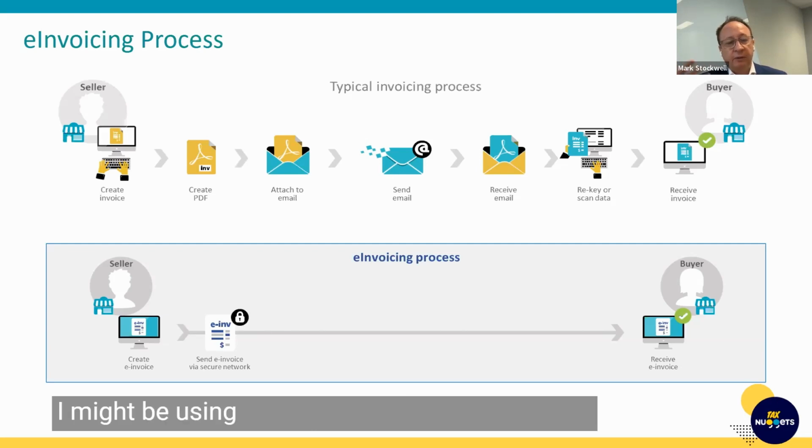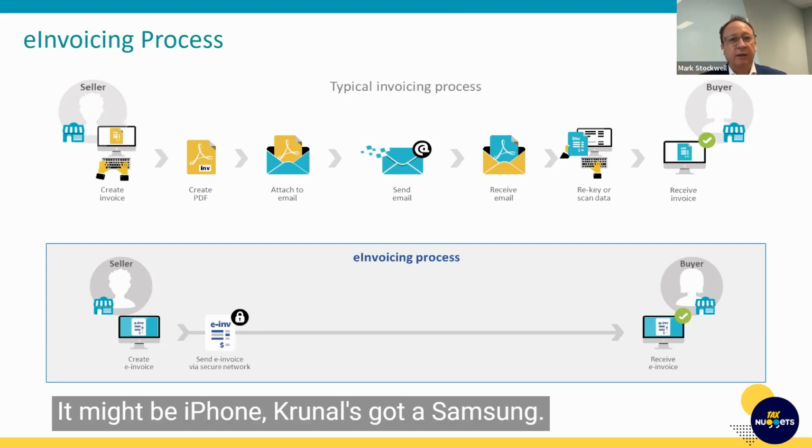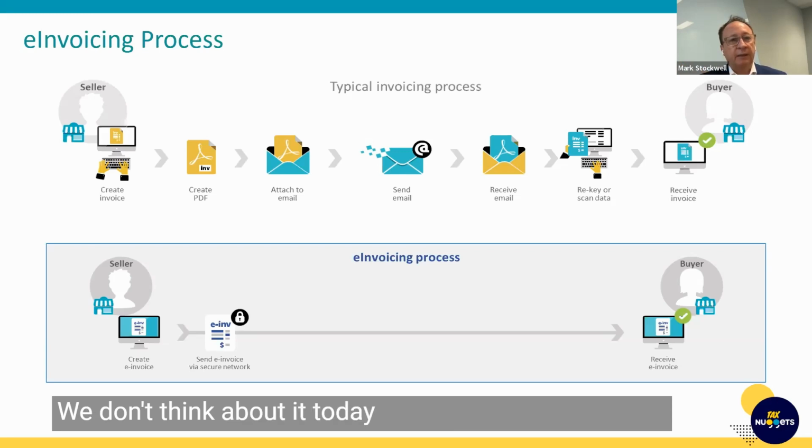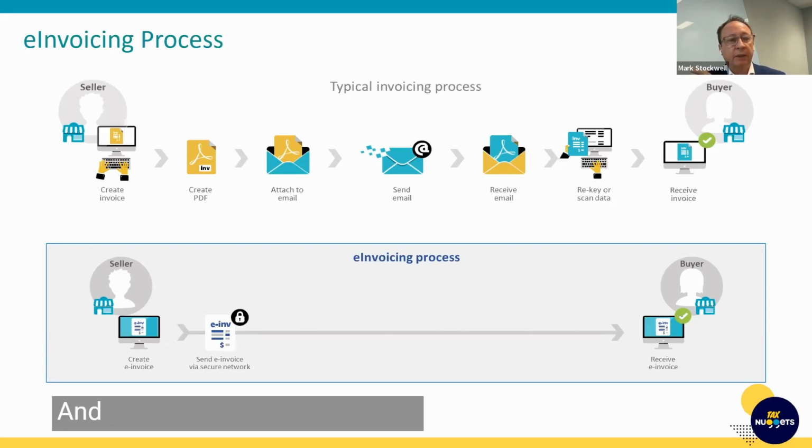Now, I might be using a completely different handset. It might be iPhone, Cronull's got a Samsung. I might be using Optus, Cronull's using, say, Telstra, but it works seamlessly. We don't think about it today when we do text between two parties because the network is mature, strong, secure, and that text immediately goes through. Now, that is no different from what we're talking about today, and we'll talk about that a little bit further, and you'll see that in action with Cronull's demo, it's as seamless as that.